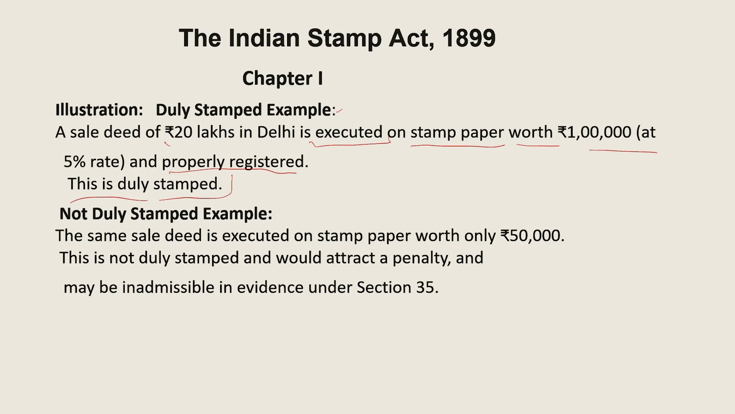Now what happens if the document is not duly stamped? So the same deal is executed on a stamp paper worth rupees only 50,000. This is not duly stamped because the stamp duty on this paper is 1 lakh rupees. If the sale deed is executed on stamp duty of only 50,000, then we'll say that it would attract a penalty as it is not duly stamped, and it may be inadmissible under section 35 of the Indian Stamp Act 1899.